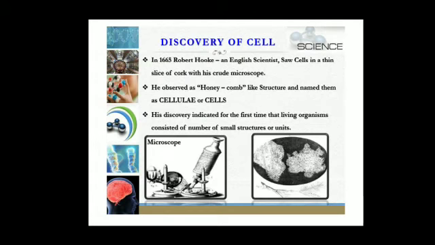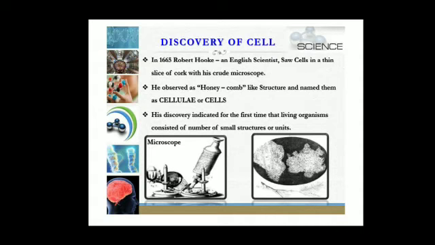Now children, first of all we are going with the discovery of the cell. In 1665, Robert Hooke, an English scientist, saw cells in a thin slice of cork with his crude microscope. Children, in this diagram we have that simple crude microscope and the observations of Robert Hooke. Here you can see what he observed. He observed a structure like a honeycomb.